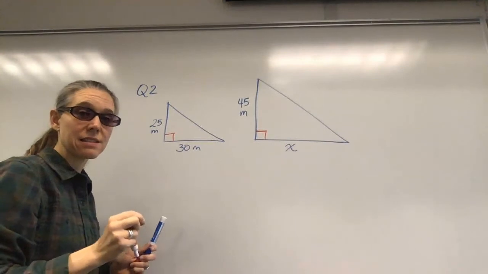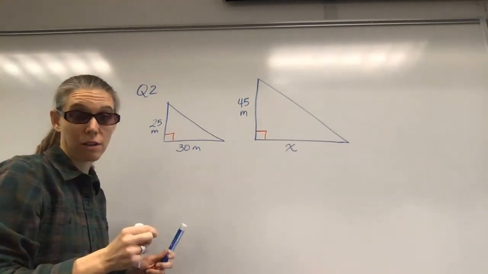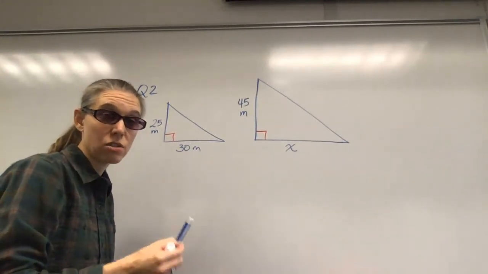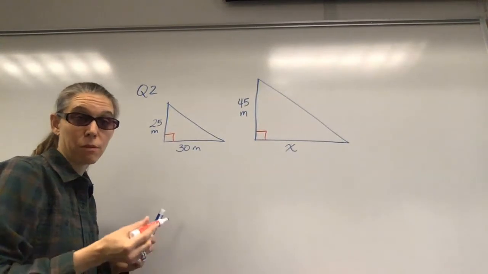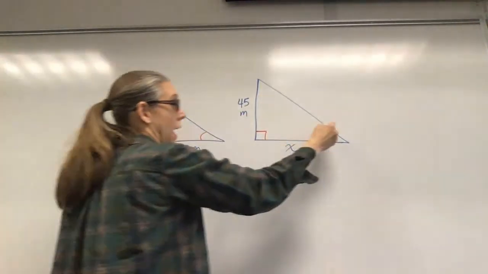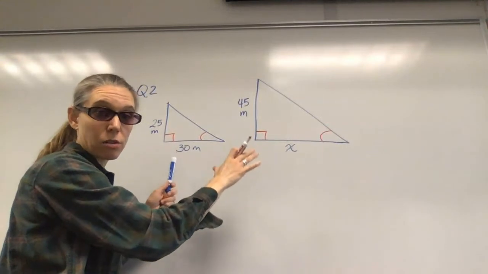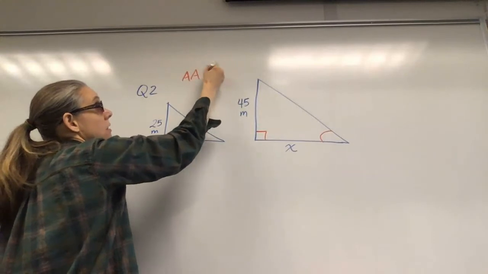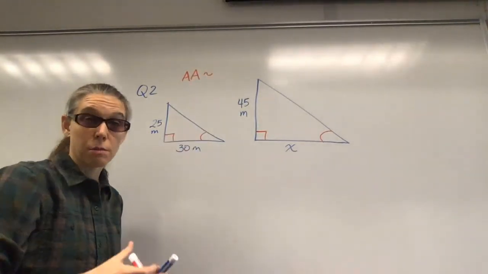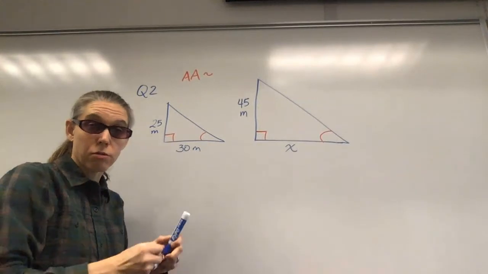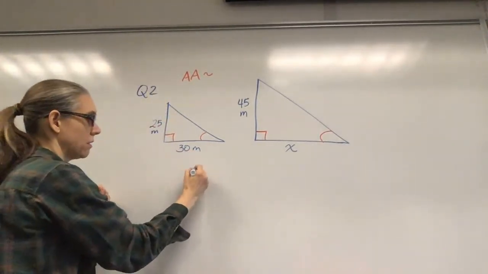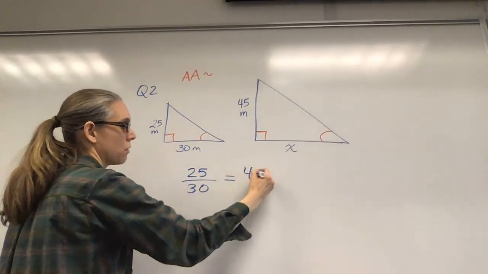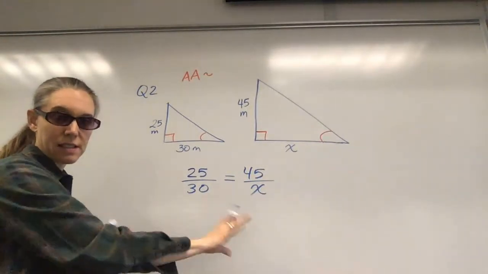But the second thing is that we need to have another congruent angle. And because this is the same time of day, that means that the angle of elevation to the sun would be the same for both the flagpole and the tree. This second angle of congruence is really important because now we're allowed to use the angle-angle similarity postulate from geometry. So having our fully labeled diagram, we now set up a proportion that 25 is to 30 as 45 is to x. And this is the extent of your work.